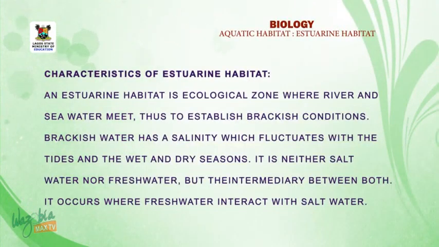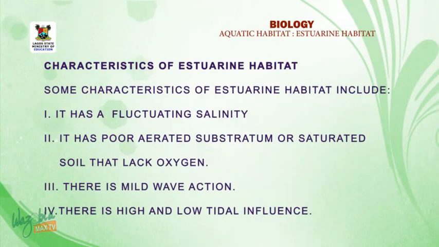So when we're looking at the estuarine habitat, we can say it is a place or a junction where seawater meets with fresh water, salt water meets with freshwater habitat. Now let's look at the characteristics of estuarine habitat. Some characteristics include: 1. It has a fluctuating salinity, because the salinity of the estuarine depends on the tidal action and the sea and the season of the day.